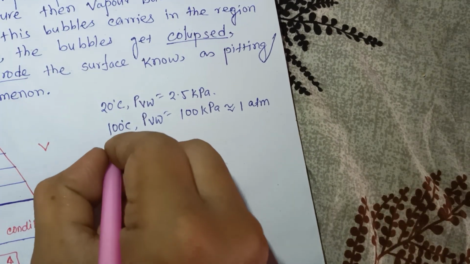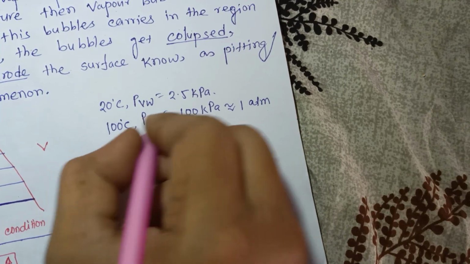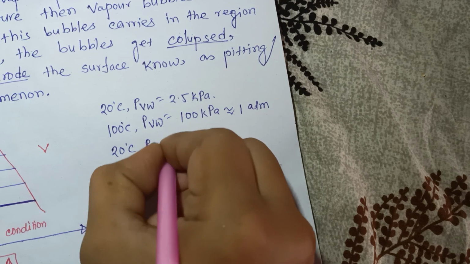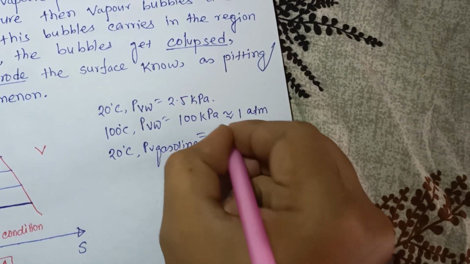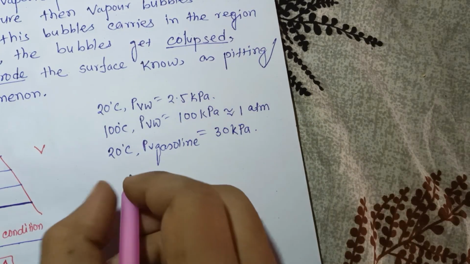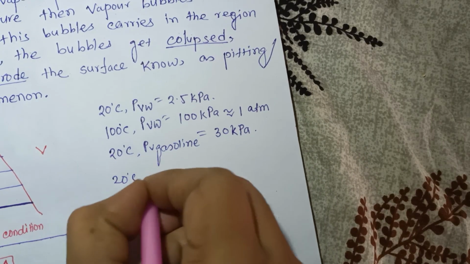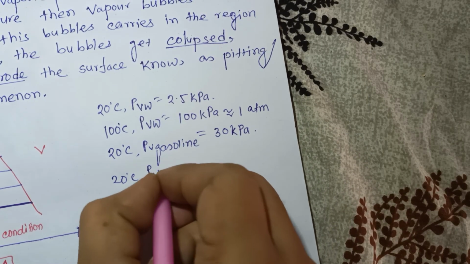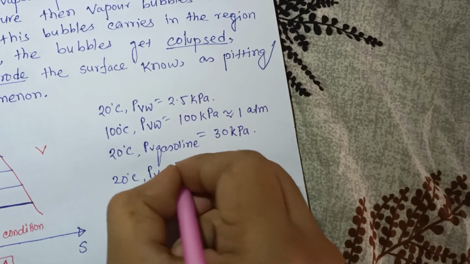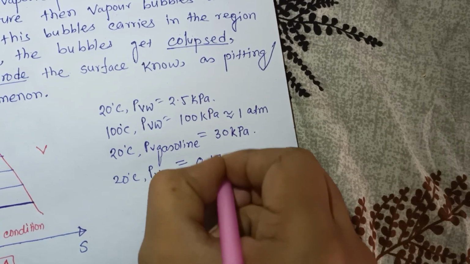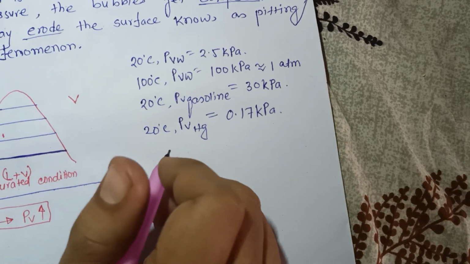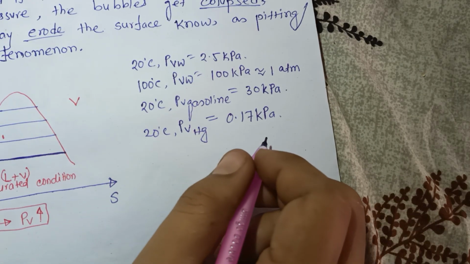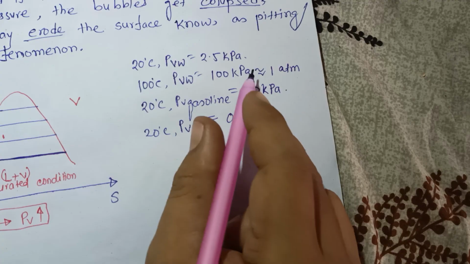Okay. At 20 degree Celsius temperature, the vapor pressure of gasoline, that is 30 kilopascal. At 20 degree Celsius temperature, the vapor pressure of mercury, that is 0.17 kilopascal. So here we see that the vapor pressure of mercury is very less as compared to other fluid.